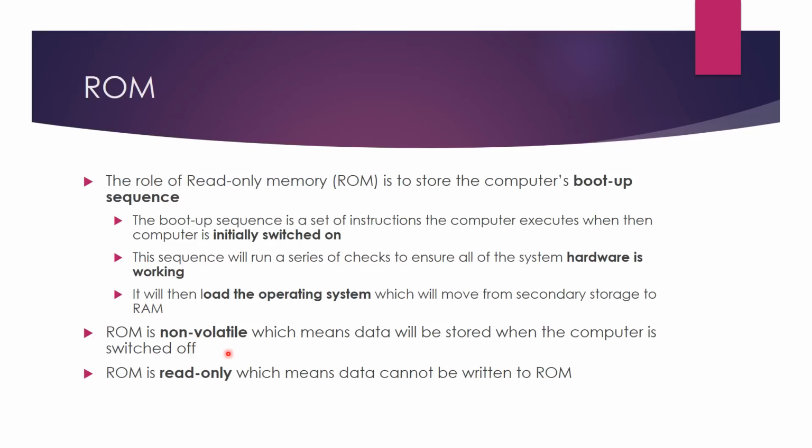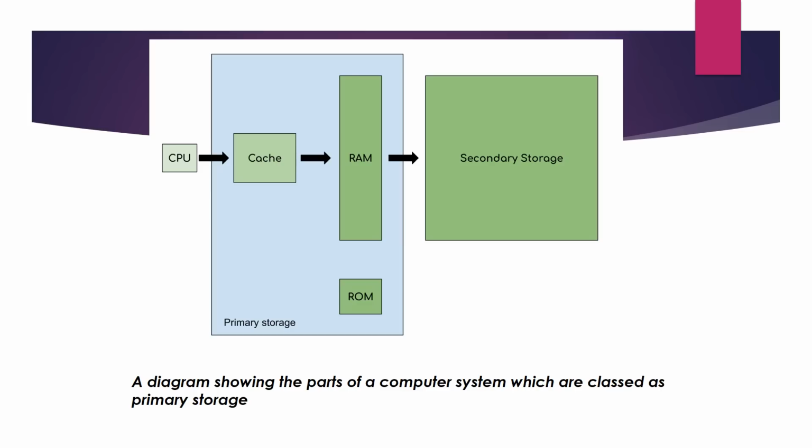ROM is non-volatile, which means data will be stored when the computer is switched off. It will never remove the data. Whatever we store inside this ROM, it will stay over there. ROM is read-only memory. It means we cannot write to the ROM. So this is the hierarchical difference between the different memories.